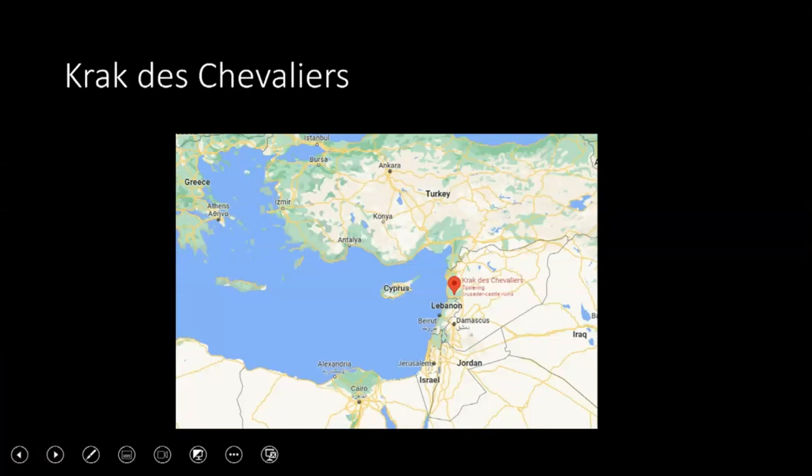Next one, the Crac des Chevaliers. This is a castle from the Crusades in the Middle East, so near Israel. I believe this one is in Syria, actually. North and a bit east of Israel, north of Lebanon, west of Iraq. But a rather impressive castle here, and this was very likely built during the Crusade era, when the Europeans were invading the Middle East, trying to take back Jerusalem.